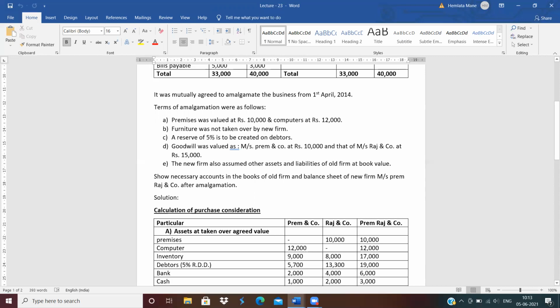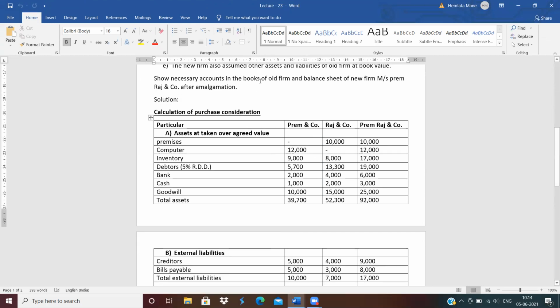Next is reserve, should create the 5% RDD on debtors. Next is goodwill. Goodwill is not given in the old balance sheet, but in the adjustments goodwill is given, so write down goodwill in the purchase consideration. Also assume that all the assets and liabilities of the old firm are at book value. At book value, if the revised value of an asset, for example inventory, is not given, you have to write the amount of inventory as it is, as given in the question. Clear? This is your basic question. Now you have to solve the necessary journal entries. You show the necessary accounts in the books of the old firm.